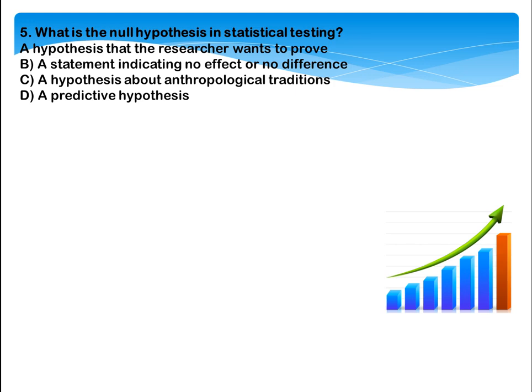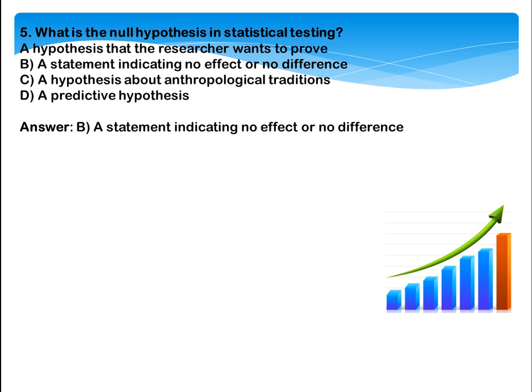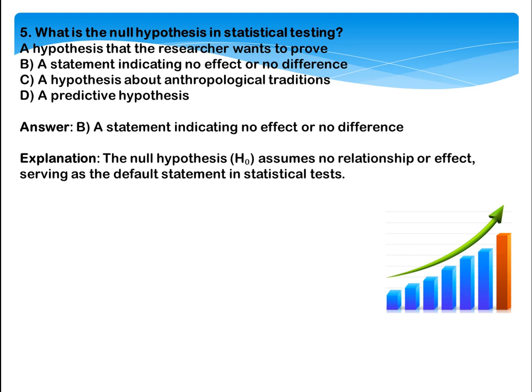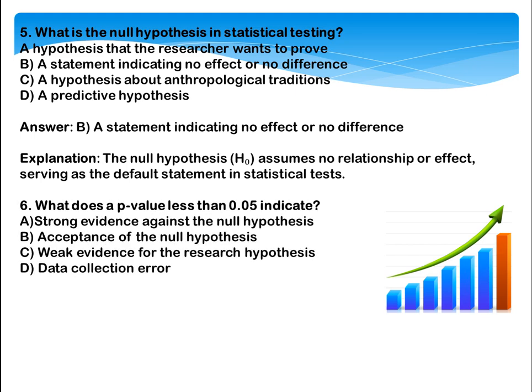C. A hypothesis about anthropological traditions. D. A predictive hypothesis. Answer B. A statement indicating no effect or no difference. Explanation. The null hypothesis, H0, assumes no relationship or effect, serving as the default statement in statistical tests. 6. What does a p-value less than 0.05 indicate?